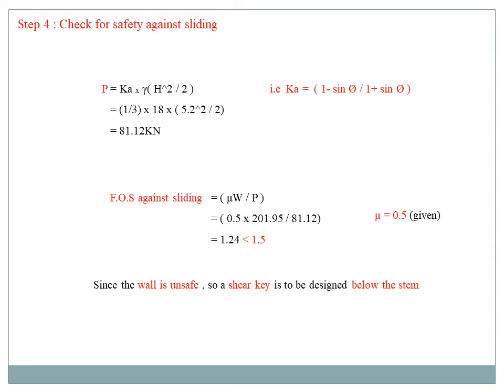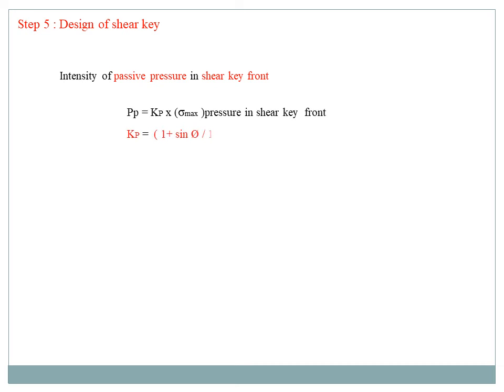Okay, sometimes the factor of safety is above 1.5, you can skip this slab. You no need to find out the shear key portion. So step number 5, design of shear key. Intensity of passive pressure in shear key front: Pp is equal to passive pressure, so Kp into sigma max.